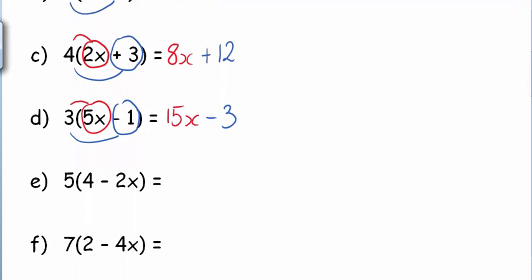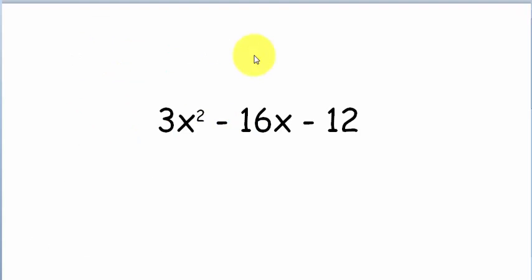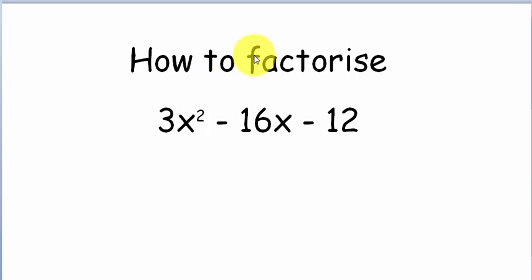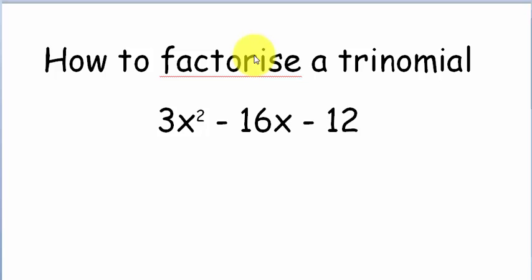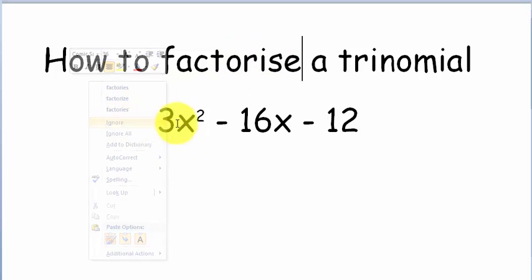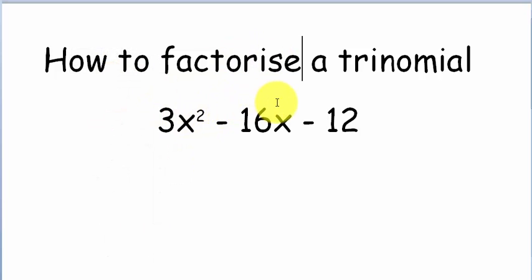What if the first term in the bracket doesn't have an x, but the second one does? What do I do then? It's not really much different. I just have to be consistent how I multiply. 5 times 4 is simply 20. There's no x this time.